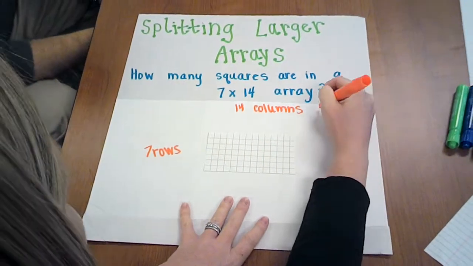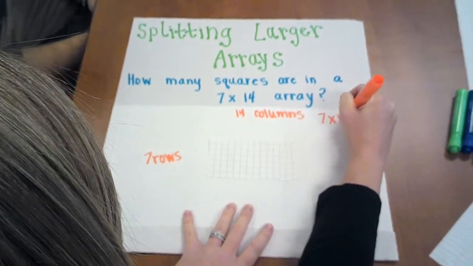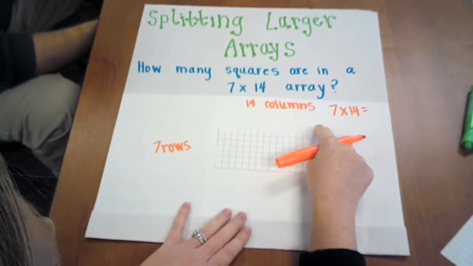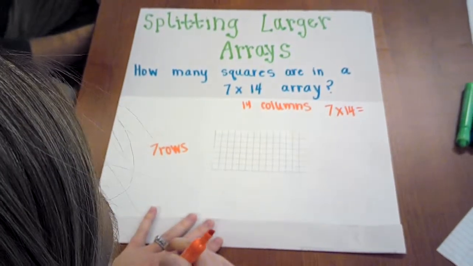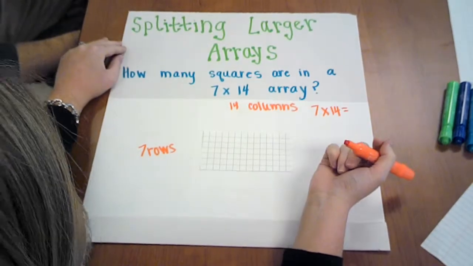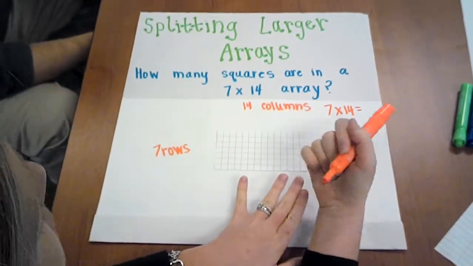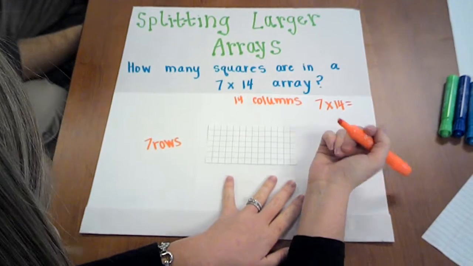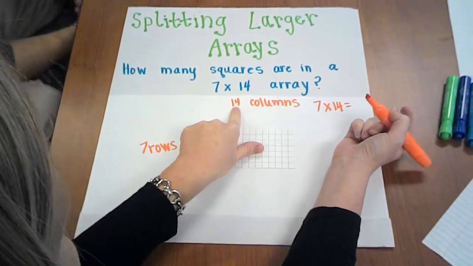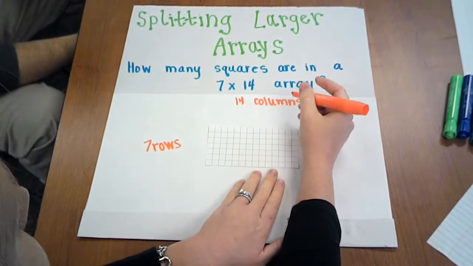So I'm trying to solve 7 rows of 14 to find out how many squares are in my entire array. I don't know 7 times 14 off the top of my head, so when I'm splitting it, I'm making it a little bit smaller and making it easier to work with. I like to count by tens. Tens are really easy for me. So instead of 14 columns, I'm going to break my 14 apart into 10 columns first.